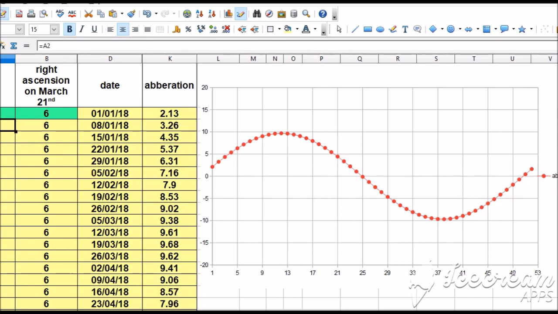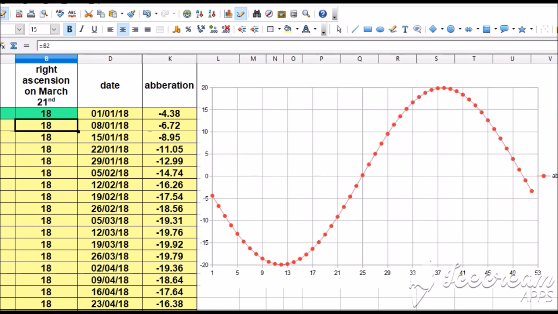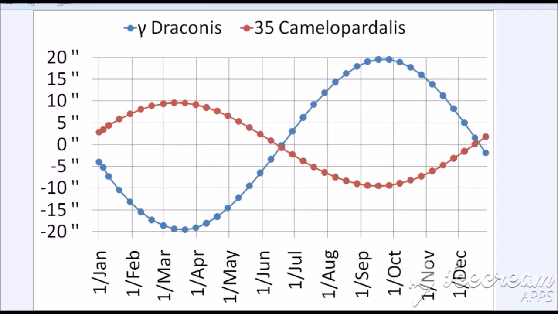Now let's go for Draconis. The elevation angle is the same. The right ascension is 18, and here is Draconis. Let's compare it with his observation. Here is Draconis. So he gave us the solid ground to confirm that the light speed is indeed 300,000 kilometers per second, and that the orbital speed of the Earth is around 30 kilometers per second.